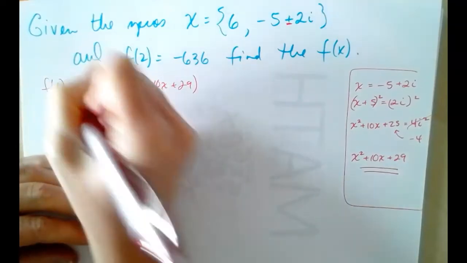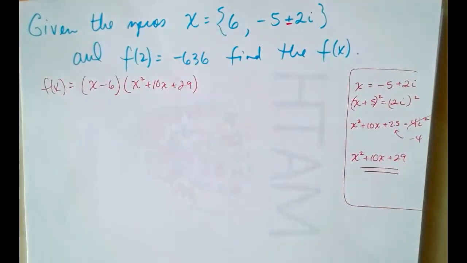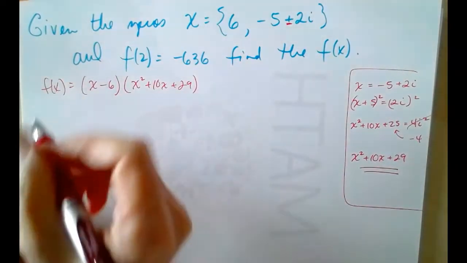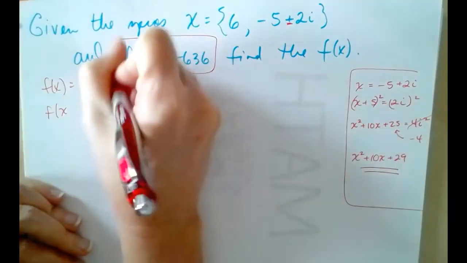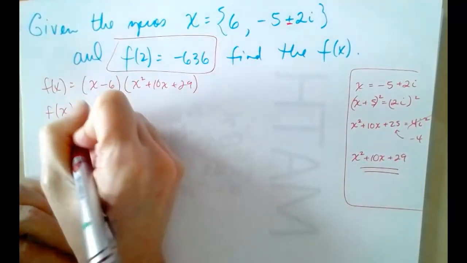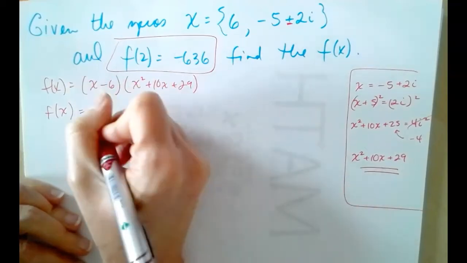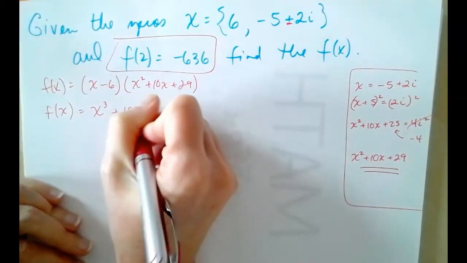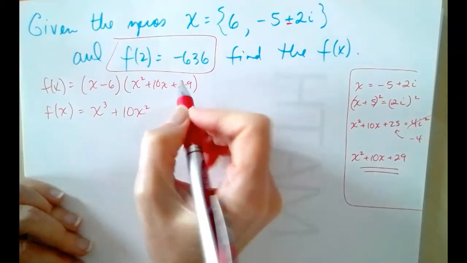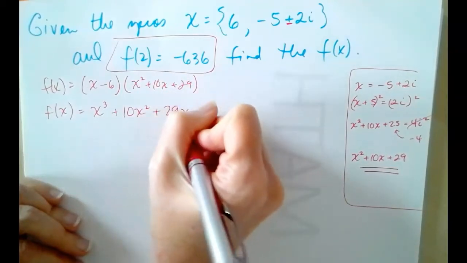So we're close to our function. We just need to use the distributive property twice here and get f of x, and then we'll use f of 2 equals negative 636. X times x squared is x cubed. X times 10x is 10x squared. X times 29 is 29x.